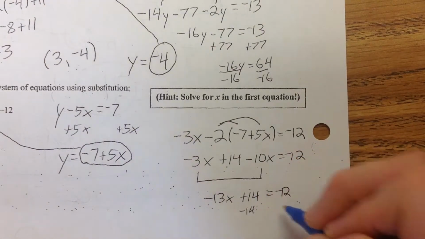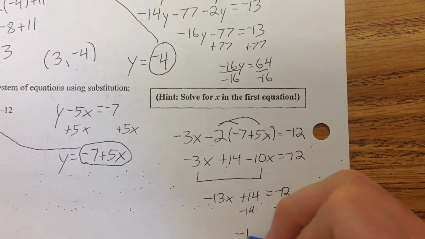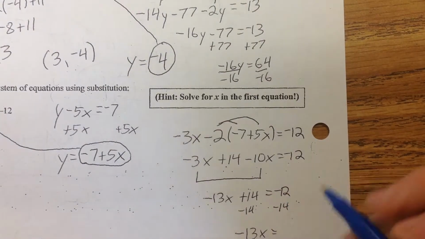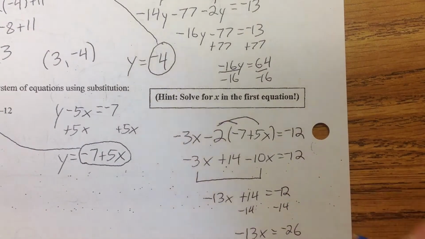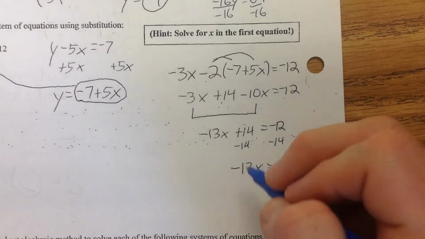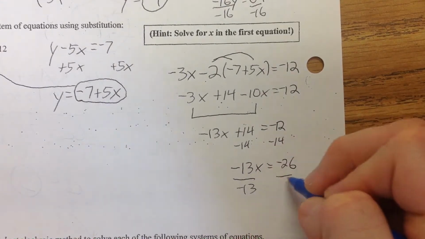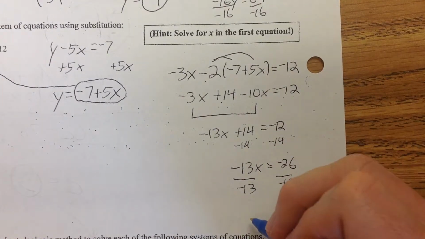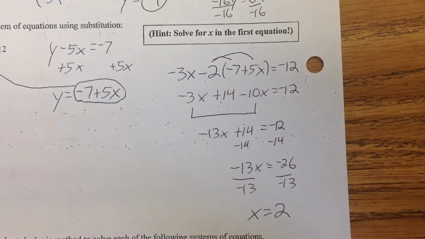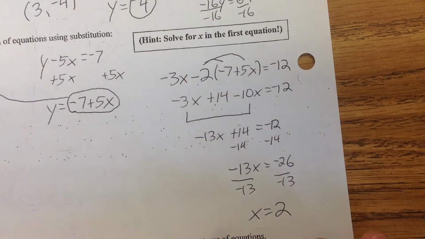Subtract 14 from both sides. Negative 13x equals negative 26. Divide both sides by negative 13 and get x equals 2. Okay, so there's the first one.